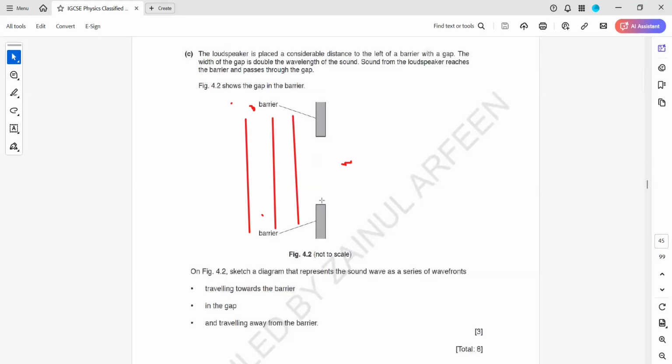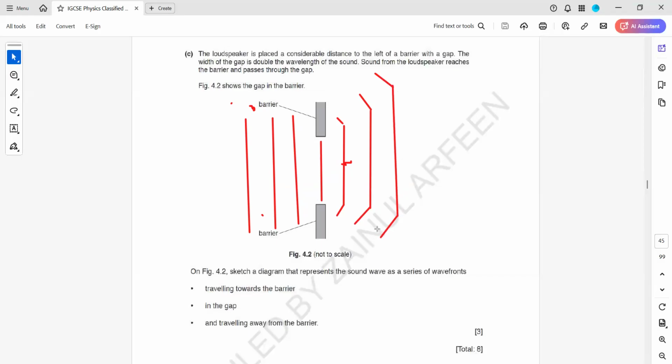Because the gap size is larger than the wavelength, what will happen? It will diffract, but it will diffract less. A smaller diffraction. How do we represent a smaller diffraction? We represent it in this manner. If it was a maximum diffraction, then we would draw a curved wavefront.